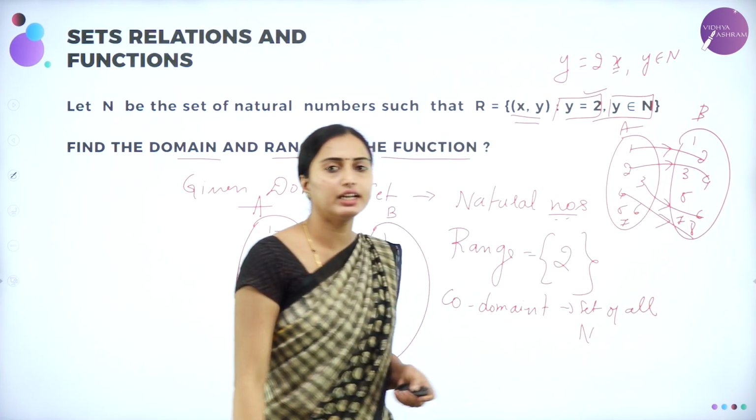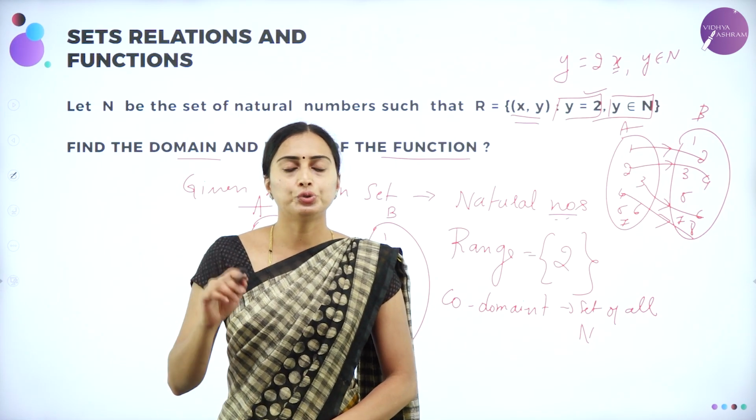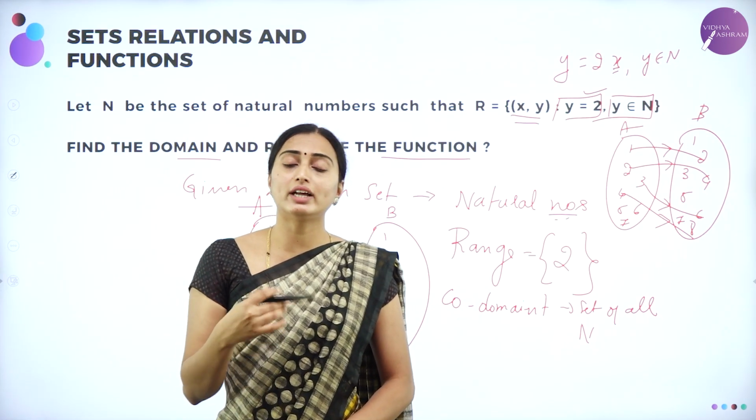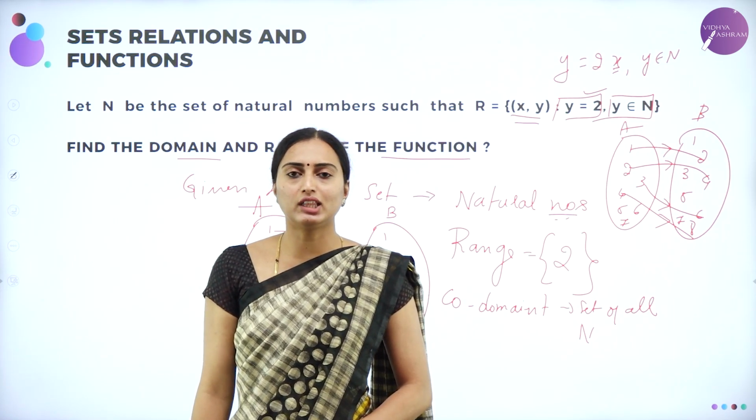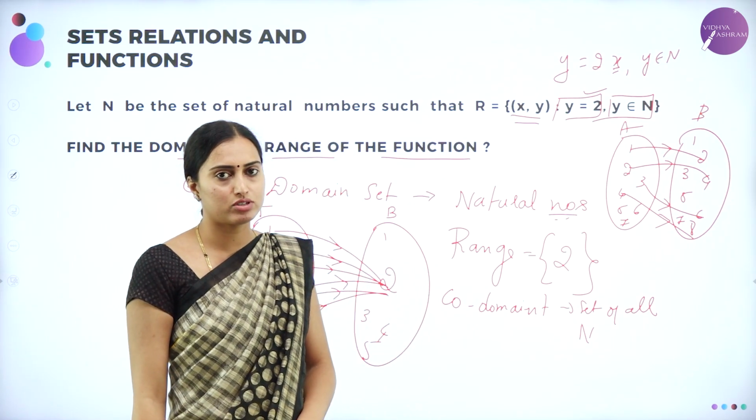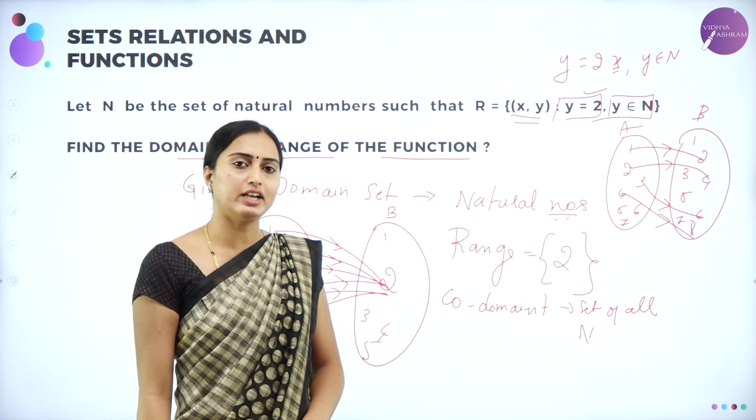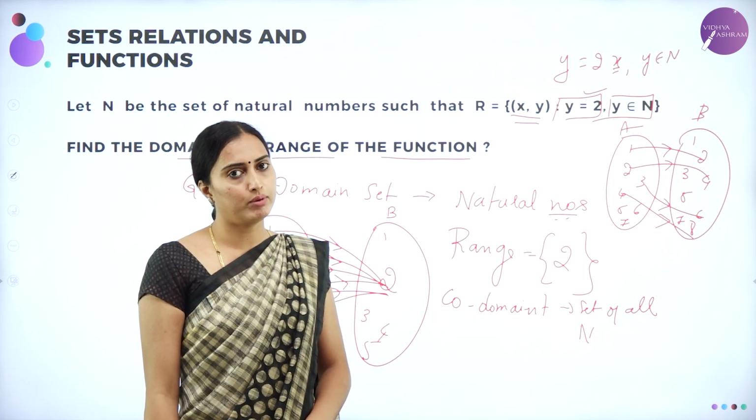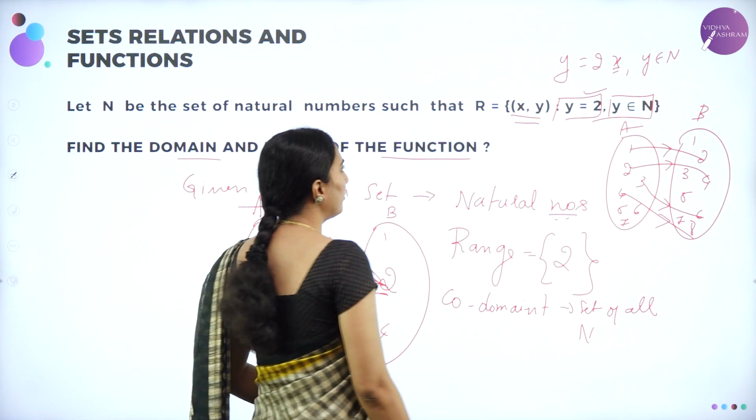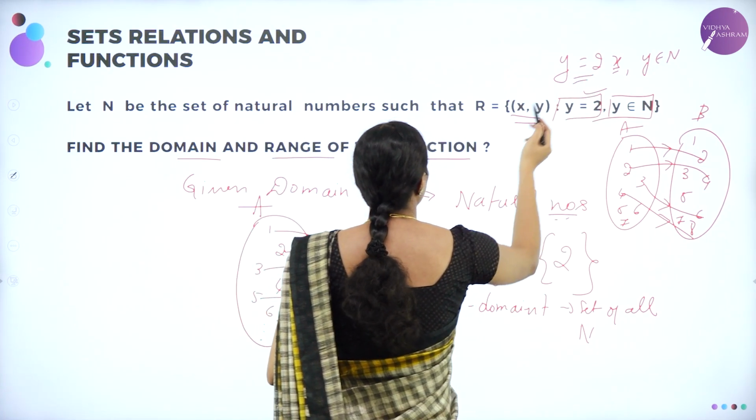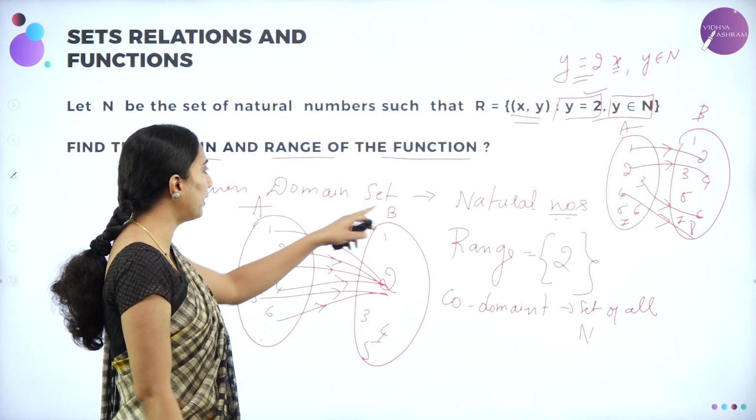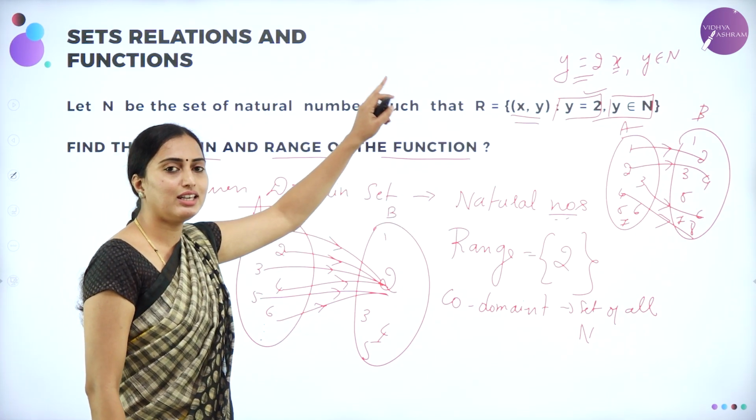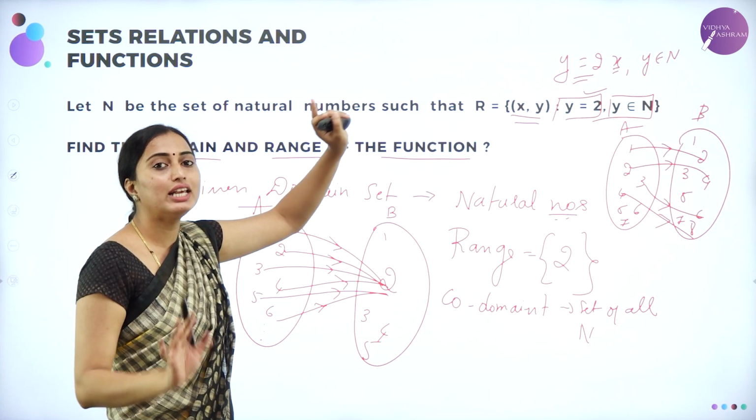So, it was getting connected to only what? 2, 4, 6, 8. What are all those 2, 4, 6, 8 known as, dears? A difference of 2, that is not the natural numbers. All the numbers which can be divided by 2 are called even numbers. Therefore, for this function especially, the domain set is nothing but the natural numbers, and the range is nothing but the set of all even numbers.